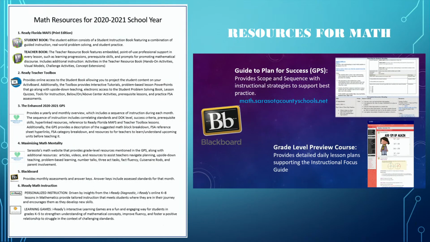Thank you so much. Okay, so our team is working really hard to enhance and improve the GPS for math, which is the instructional focus guide for math. They're aligning the unit plans for all grade levels, K through 5, and they're enhancing those unit plans. They're embedding the resources, with links straight to them.